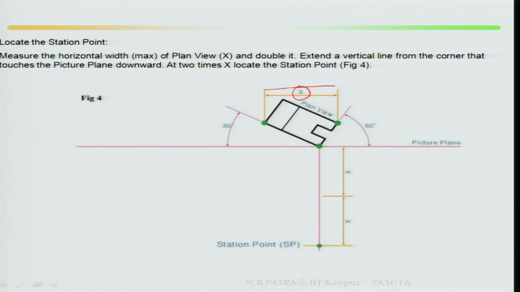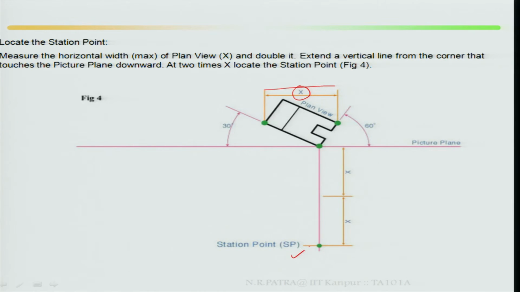Extend a vertical line from the corner that touches the picture plane downward. Here one of the corners in plan view touches your picture plane. That means your station point will be 2x from this if the coordinate is not given. If the coordinate is not given, this distance is your x. So from the point where your plan view touches your picture plane, it will be 2x. So at 2 times x, locate your station point.